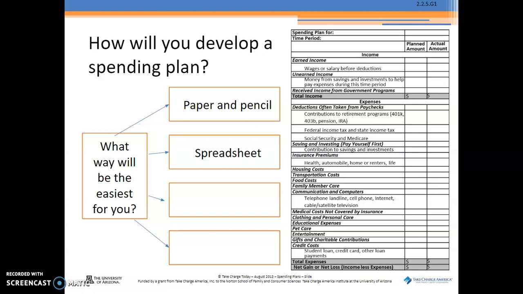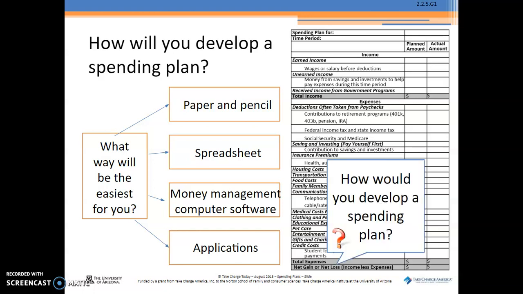You can also use a spreadsheet software like Google Sheets or something like that to put something like this together to help you track your expenses as well as your incomes. A money management computer software, there are some out there. Some of them might even be free, or even an app that you can load onto your smartphone. And applications, of course, is the last possibility. So there are a number of different ways for you to be able to construct this spending plan and monitor it electronically or paper and pencil. What would you use?